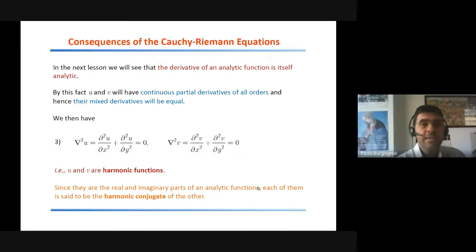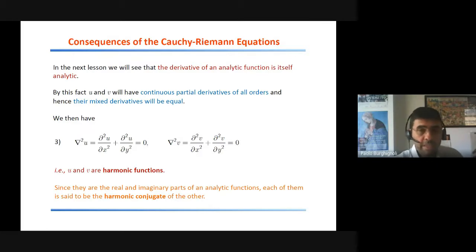Now, in the next lesson, on the basis of the complex integration, we will establish the fundamental fact that the derivative of an analytic function is itself an analytic function. So by this fact, its real and imaginary parts, so the functions u and v, will have continuous partial derivatives of all orders. And hence, by the Schwarz theorem, their mixed derivatives will be equal.